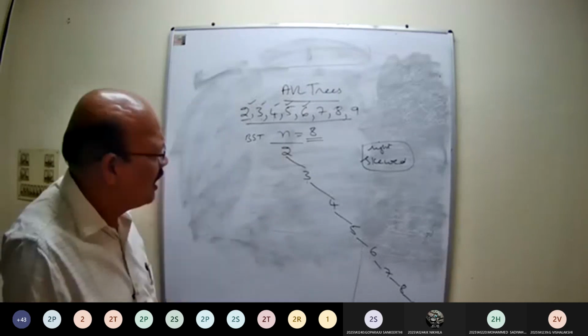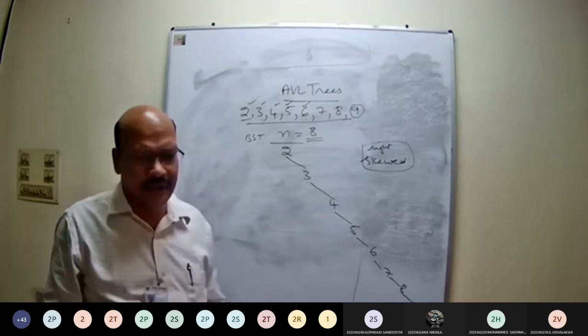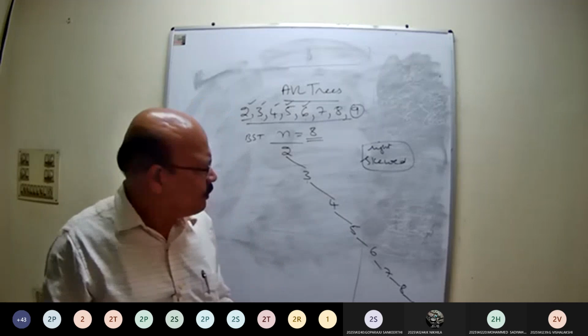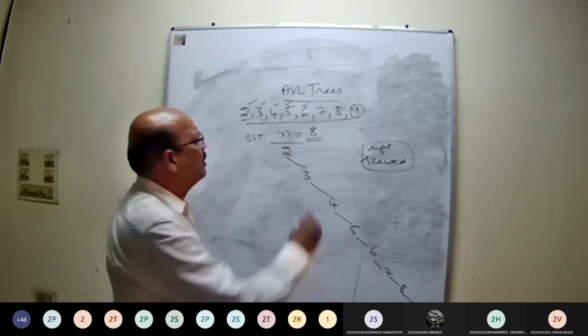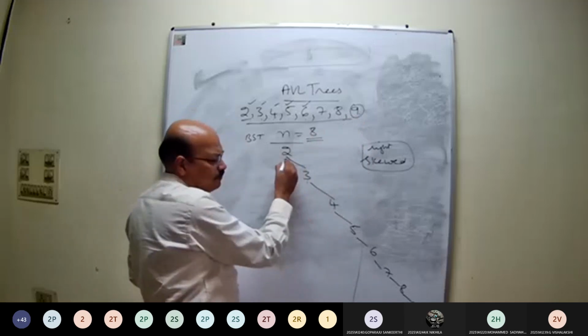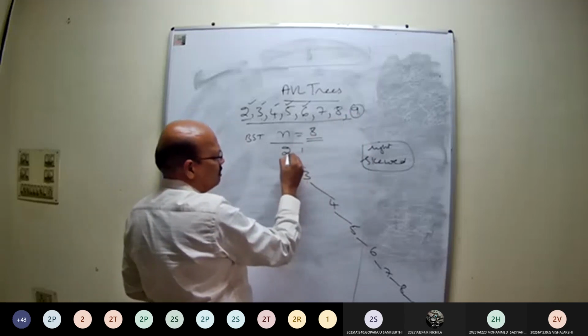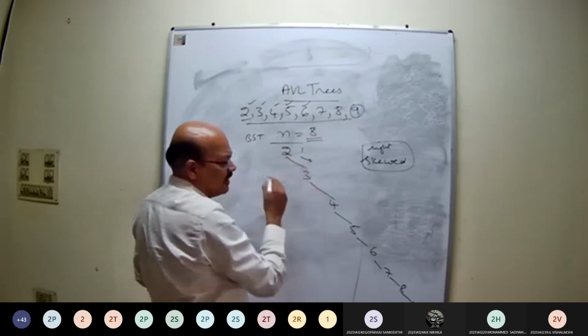Now, for example, I want to search for 9. What is the procedure for searching for a given element in a binary search tree? First compare it with the root. First comparison: 9 is greater than 2. Does not match. Because 9 is greater than 2, take the right direction.